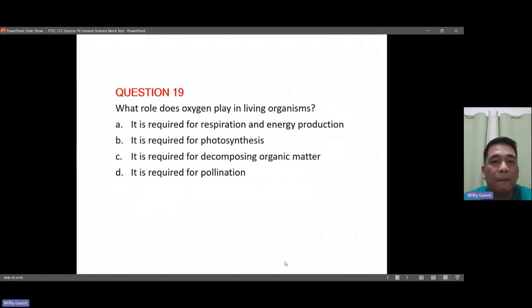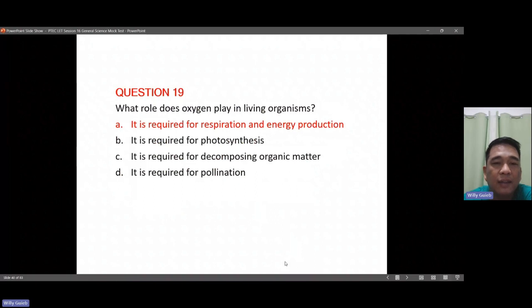For question number 19. A, it is required for respiration and energy production. B, it is required for photosynthesis. Or C, it is required for decomposing organic matter. Or D, it is required for pollination. Oxygen playing in living organism, yan, it is required for respiration and energy production.